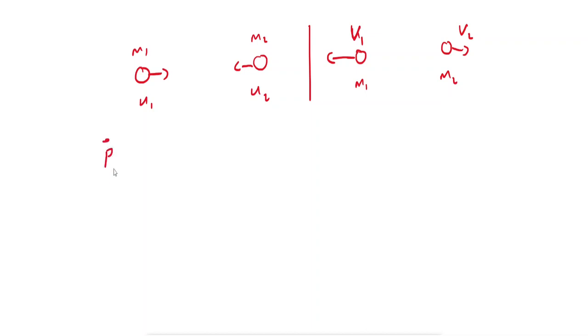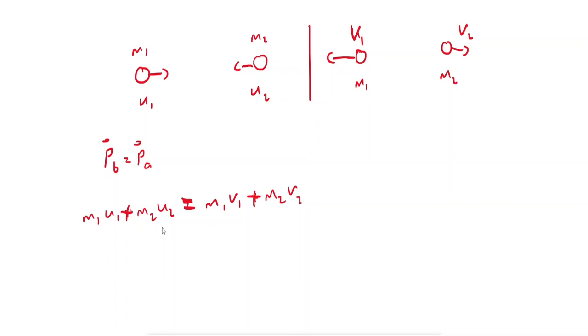Again, the momentum before is going to be equal to the momentum after, and then you're just going to be saying m1 u1 plus m2 u2, and this is going to be equal to m1 v1 plus m2 v2. That's basically what you're going to have here. You're going to have this situation here.